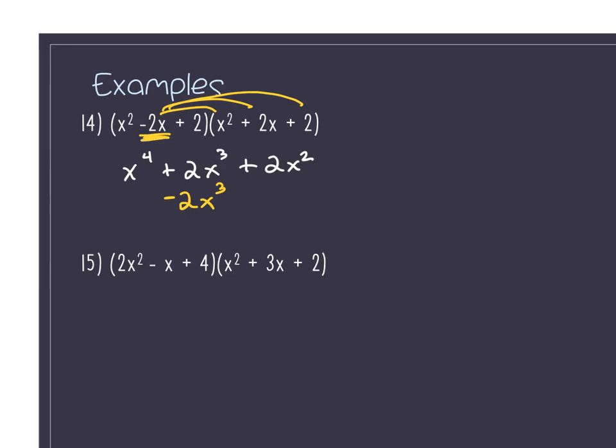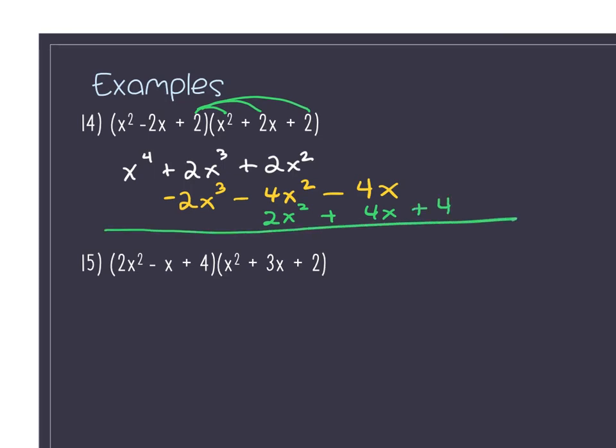Then when I distribute the negative 2x to the 2x, I get negative 4x squared. And then when I do the negative 2x to the 2, I get negative 4x. Next, I have to distribute the positive 2 to all three terms. And again, I'm going to start a new line. So 2 times x squared, notice now I'm lining it underneath the x squared, and then plus 4x, and then plus 4.